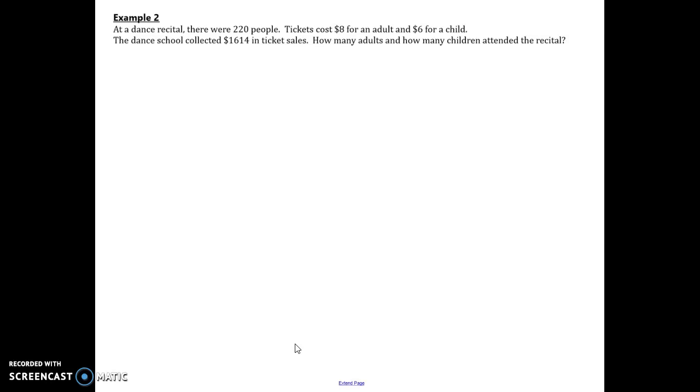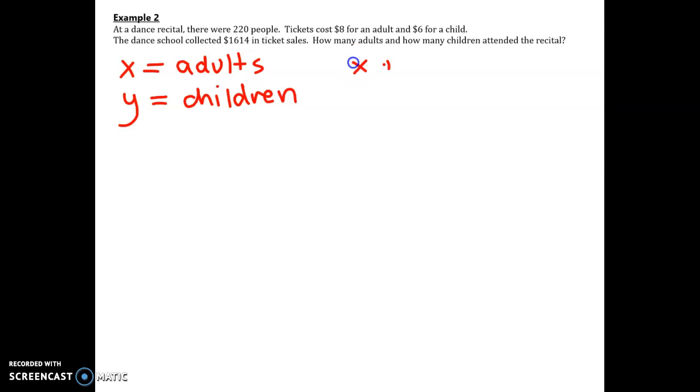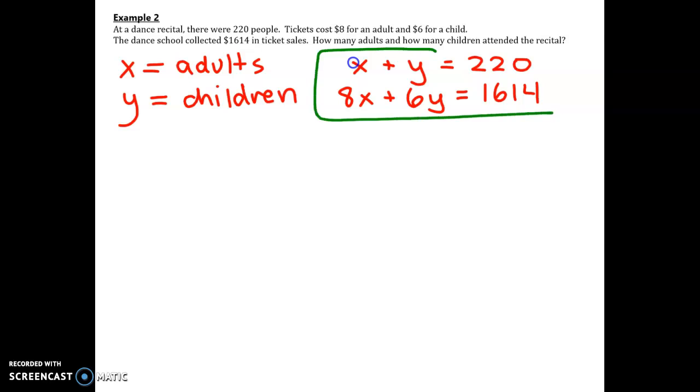So let's start by setting up our variables. If we let x equal adults and y equal children, then x plus y will equal 220 people. And then the other equation is going to deal with money. So it's $8 for an adult and $6 for a child. And when you add up the ticket sales, they got $1,614. So to start, we would have our two equations that make up our system.